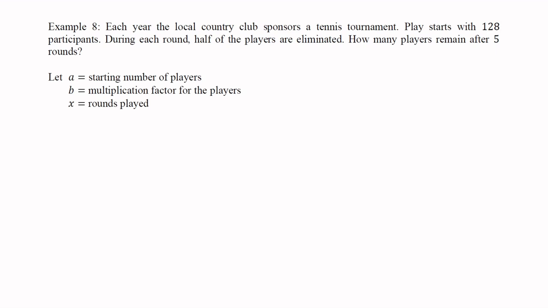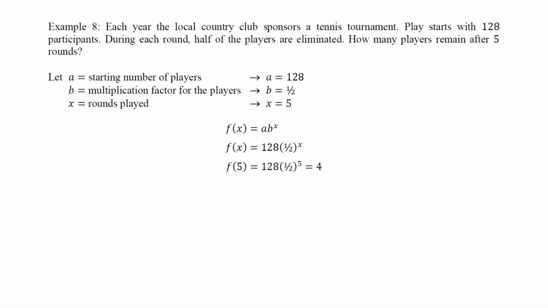Let's let A be the starting number of players, B be the multiplication factor for the players, and X be the rounds played. So A is 128, that's how many participants we start with, and each round we have half the number of players, so our multiplication factor is 1/2. And we're going to play 5 rounds and see how many are left. So we take our form, plug in A and B to get our equation, and then we're going to plug in our X to find our value. So after 5 rounds, we will be left with 4 players.